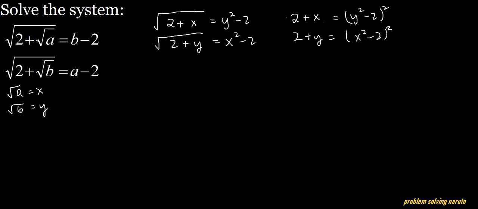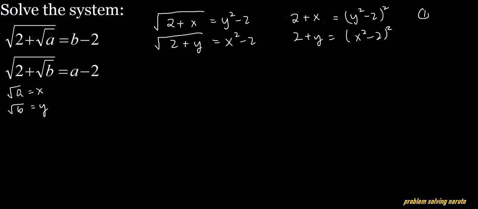Not much I can think of, so I guess I'll just have to try to solve it. Usually substitution won't work. If you do substitution, this is already degree 4. X equals degree 4 of y. If you put it here, the degree will be very big. So let's just subtract the equations.